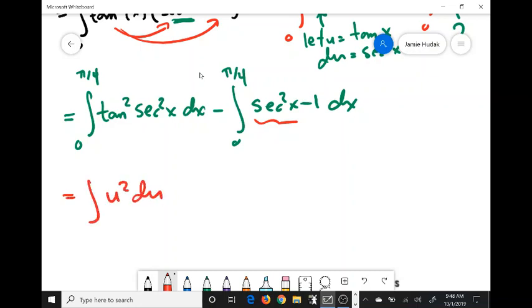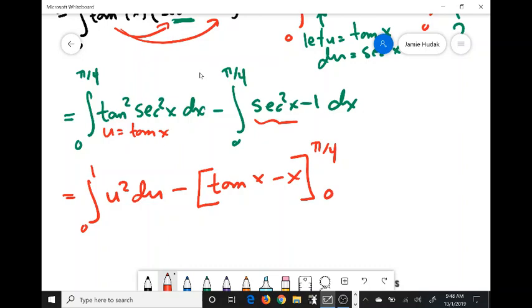Since we're changing this to u, we can say, well, since u is equal to tangent x, the new lower bound would be tangent of 0, which is 0. The new upper bound would be tangent of pi over 4, which is 1. The second integral keeps the bounds 0 to pi over 4 because we're not using a substitution. And I can just go ahead and integrate this. Tangent x minus x, pi over 4 to 0.